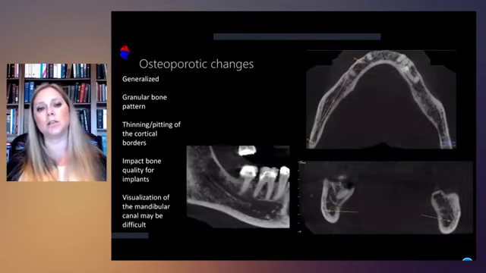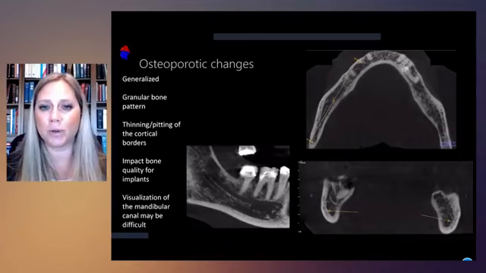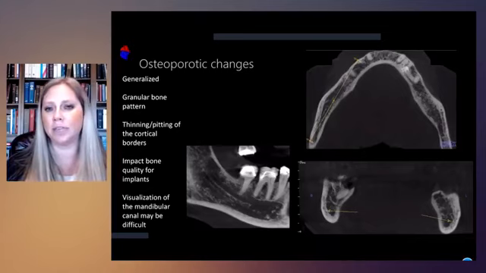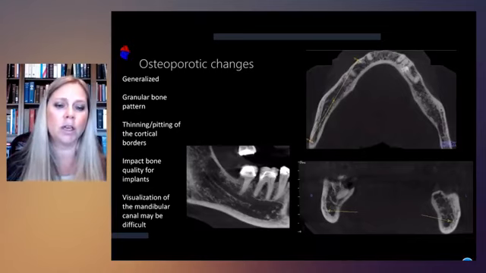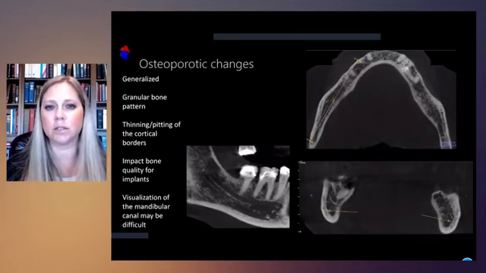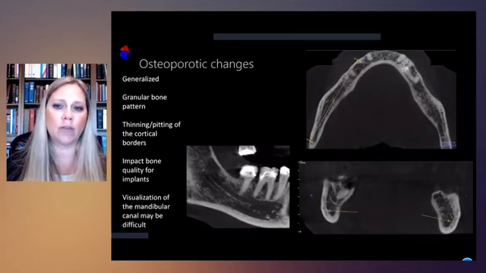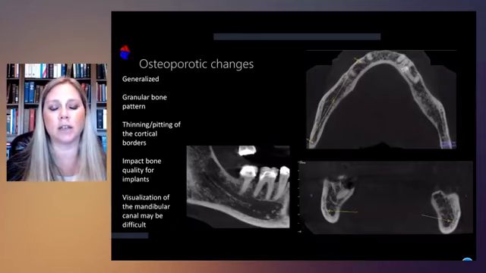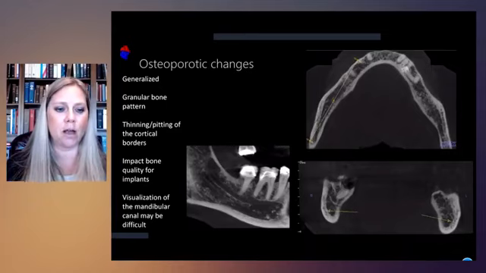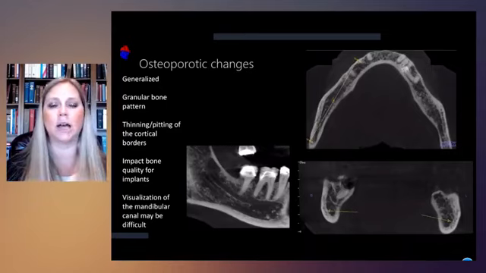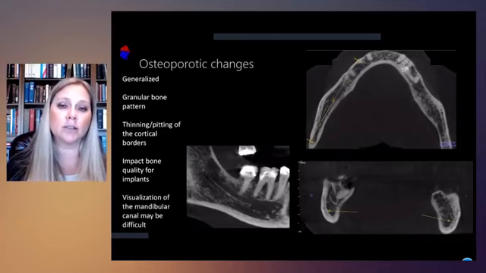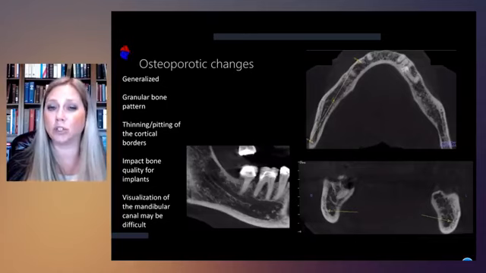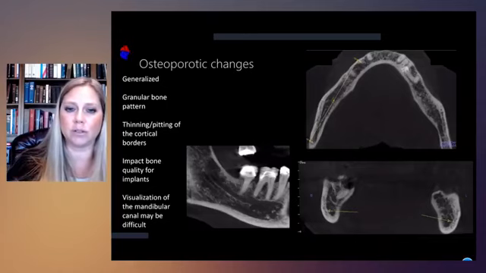Osteoporotic changes, yes, we do see those. We know that about 5% of the population is going to have osteoporotic changes, meaning that you're going to have thinning and pitting of cortical borders. You're going to have a generalized granular appearance to the bone. And of course, we know that we have very poor bone quality in these individuals, which will affect implant placement. So it's important to be able to visualize that and identify it. The other thing is it may make it really difficult to evaluate the mandibular canal and to be able to trace that for implant planning purposes.